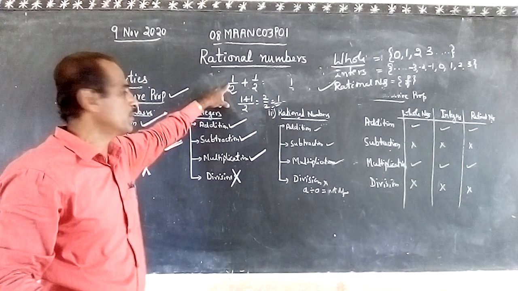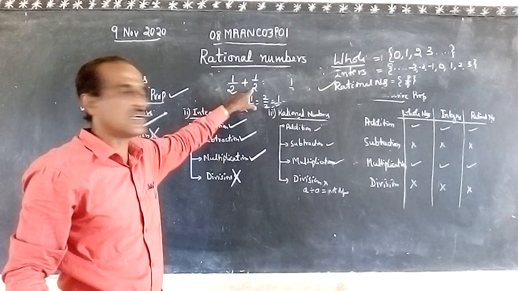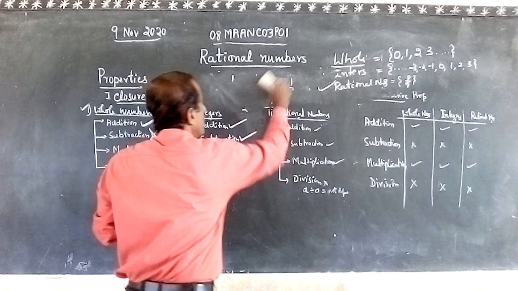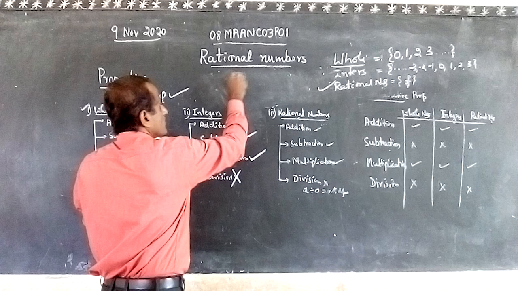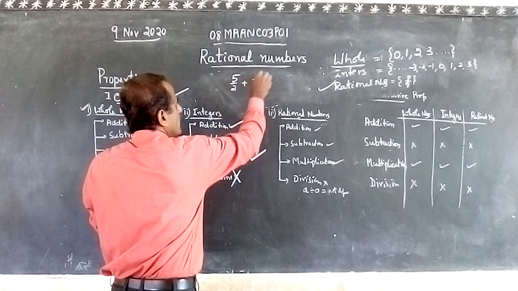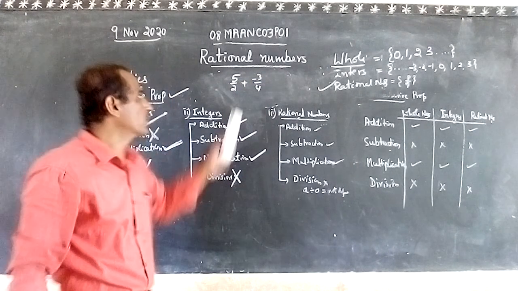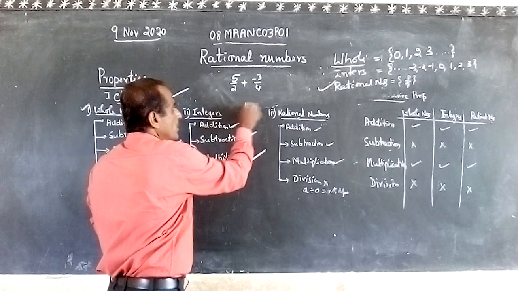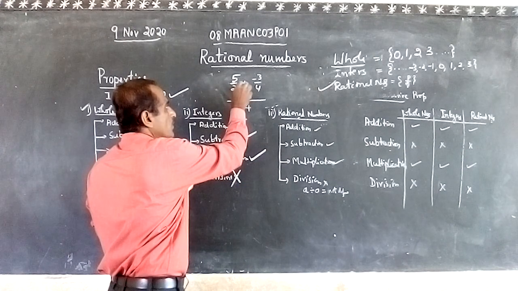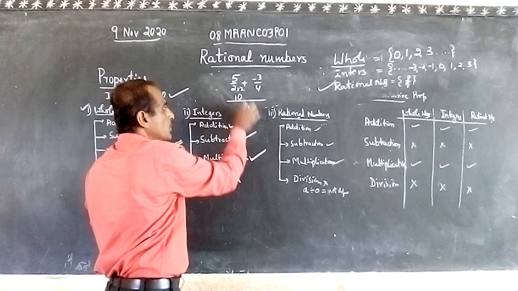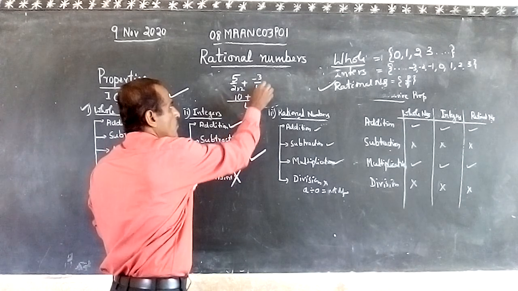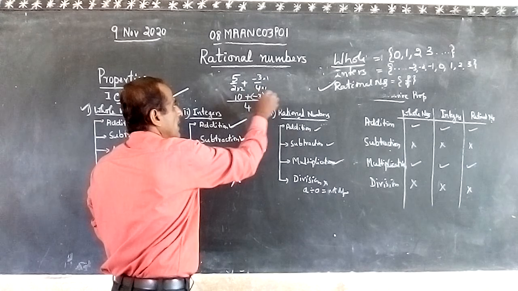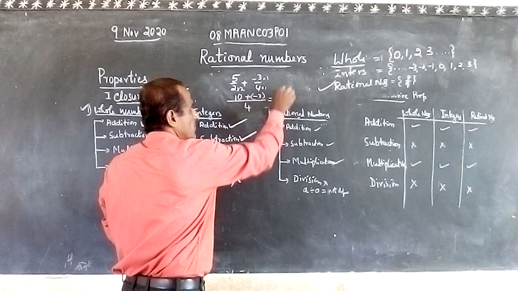1 by 2 is a rational number. 1 by 2 is another rational number. The sum is also a rational number. Whatever it may be, it is a rational number. If I add, say, 5 by 2 plus minus 3 by 4. 5 by 2 is a rational number, minus 3 by 4 is also a rational number. What is the sum? 4 is the LCM. 4 means you have to multiply by 2. 5 into 2 is 10. Plus 4 into 1 is 4, minus 3 into 1 is minus 3. So 10 minus 3 is equal to 7 by 4.